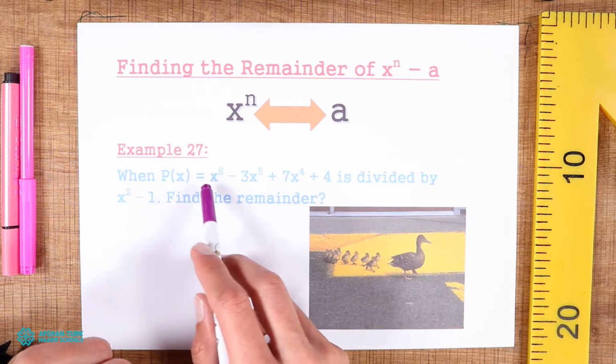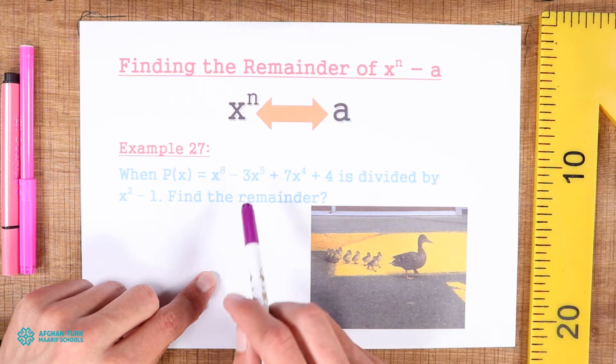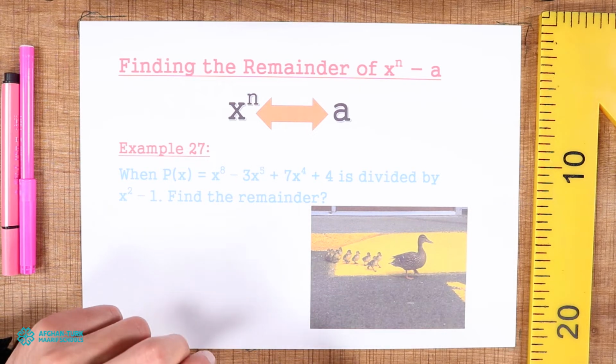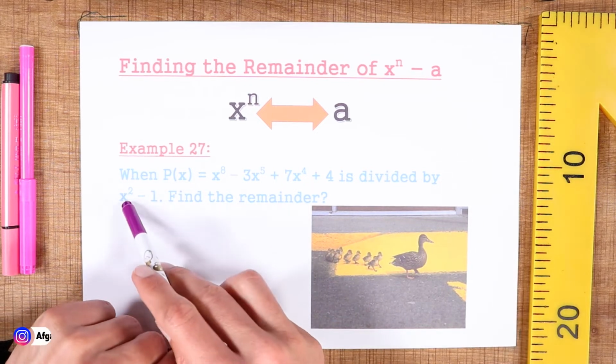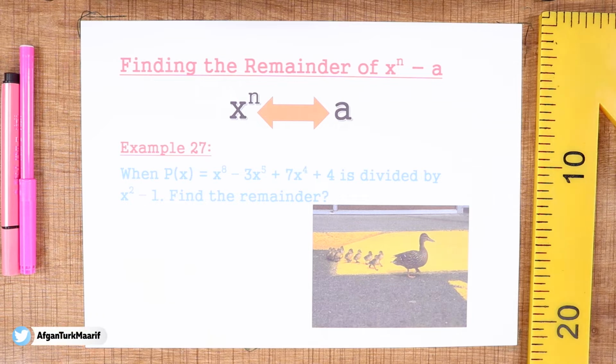So look here, we have an example. We have p of x equals x to the power of 8 minus 3x to the power of 5 plus 7x to the power of 4 plus 4. When it is divided by x squared minus 1, find the remainder. We are going to find the remainder when you divide this by x squared minus 1.